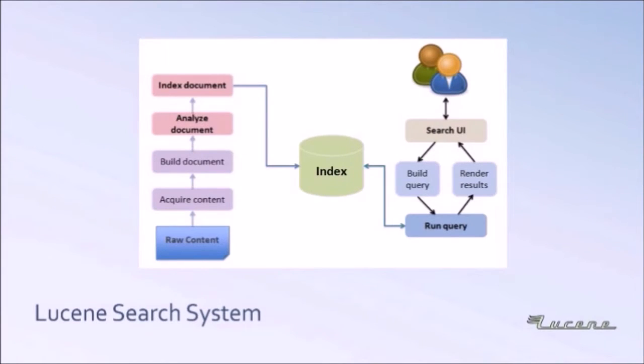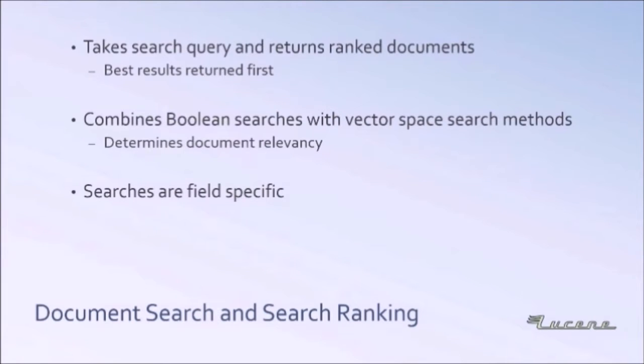Here's a representation of Lucene's search system. In the following slides, we will provide insight as to how Lucene analyzes a document, indexes a document, and performs document search and search ranking through search queries and search scoring, followed by a quick demo to show how it all works. The Lucene Search API takes a search query and returns a set of documents ranked by relevancy, with the best results returned first.